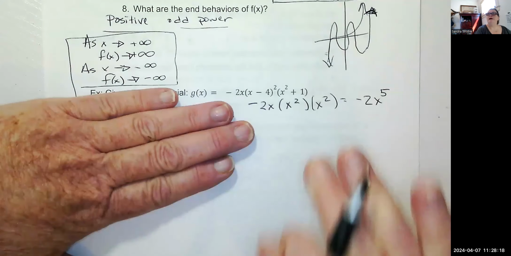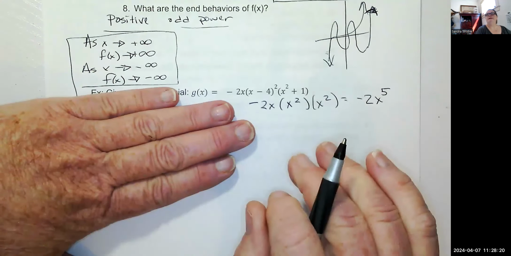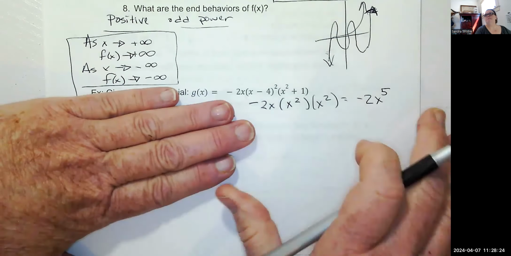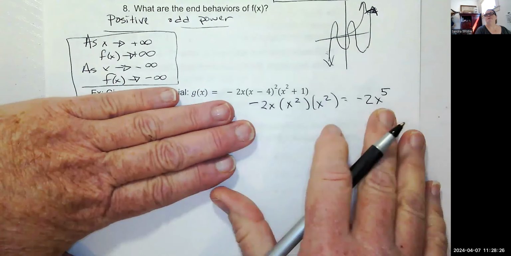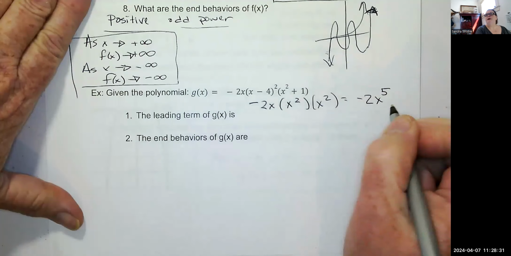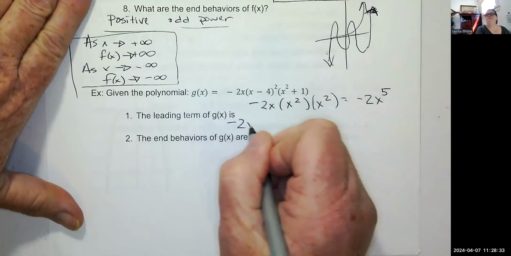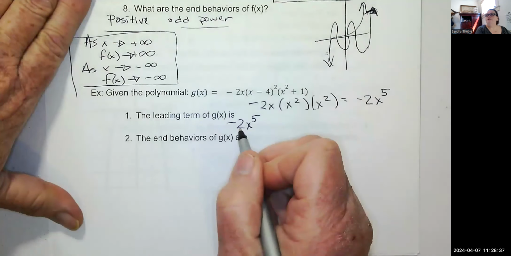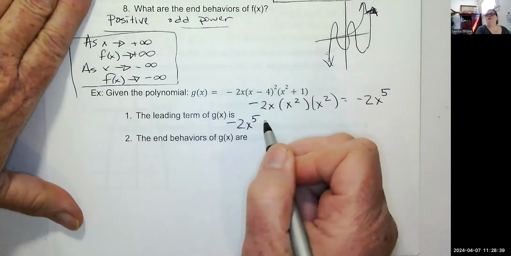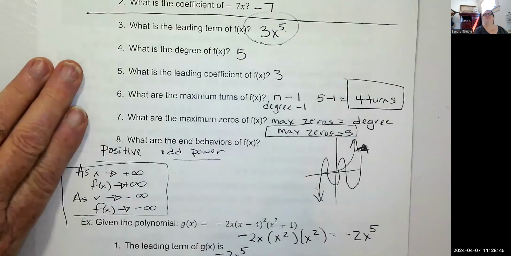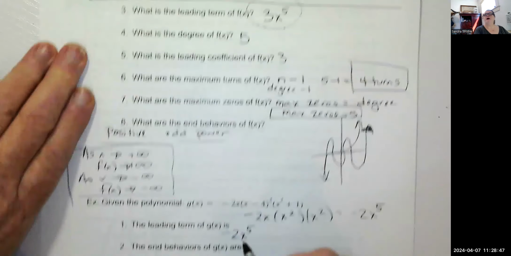I want to do this one, and I want to do one more that I'm going to give you, because I had all but one person miss it on my exam last time. I want to make sure you understand what's happening here. The leading term of g of x is negative 2x to the 5th. The leading coefficient is negative 2. The degree is 5. The max number of turns is 5 minus 1, which is 4. What else could I possibly want to know? The max zeros is 5.